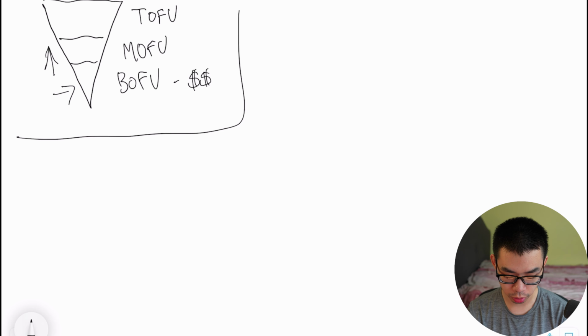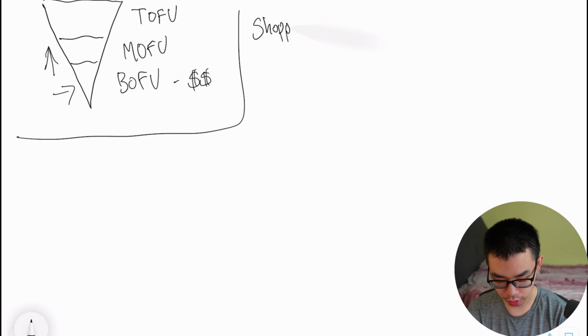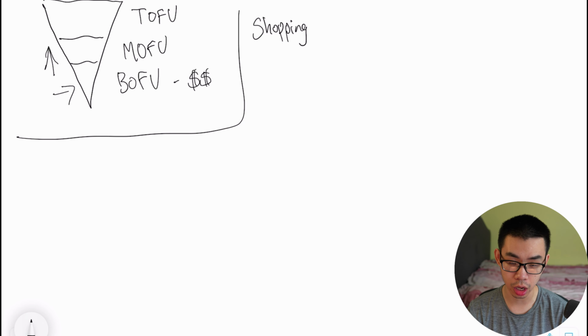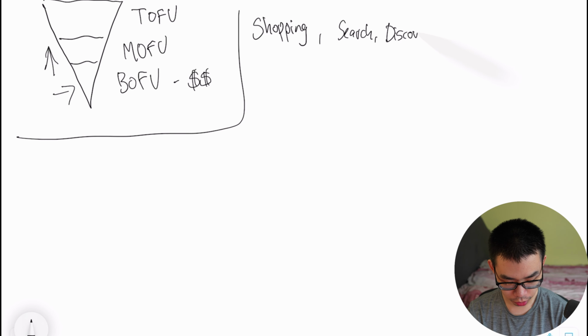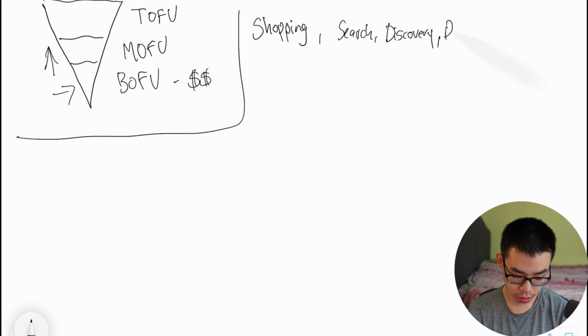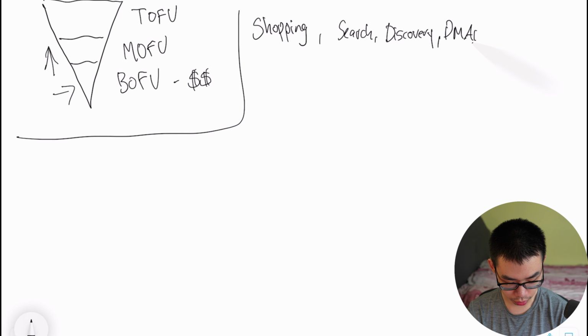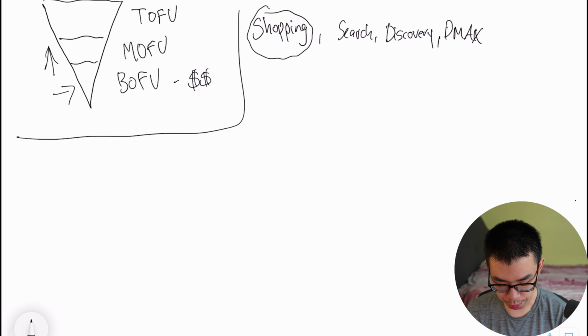So first of all, this funnel structure is going to be based off of shopping ads. The reason why we use shopping ads versus things like search or discovery or even performance max, which is garbage for high ticket, is because we have maximum control, and then we also can optimize our shopping ads.